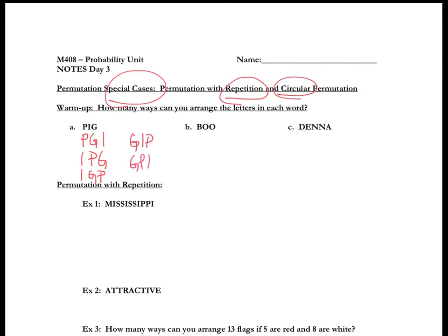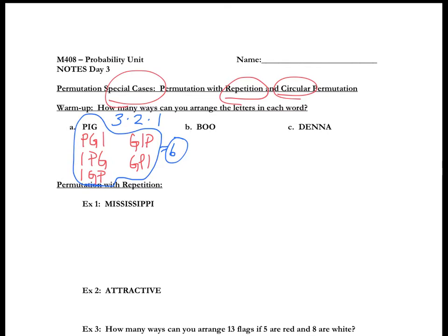Now the way that we learned yesterday to arrange items is we said that we could do 3 letters in the first spot times 2 letters in the second spot times 1 letter in the third spot, or we could have 6 possible ways to arrange these letters. If we look at the options that we just got by hand, we also had 6 possible options.